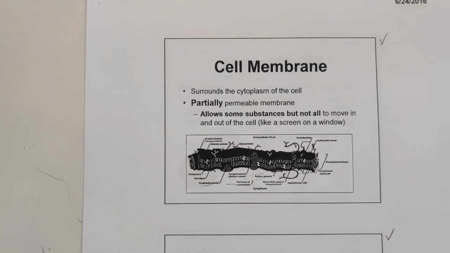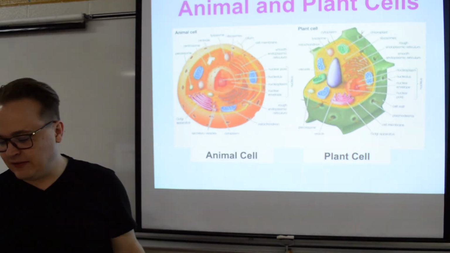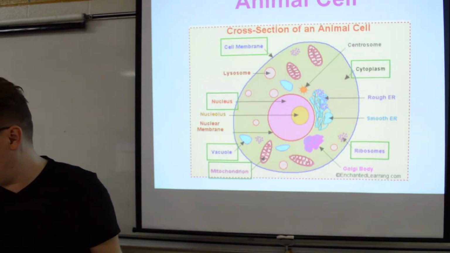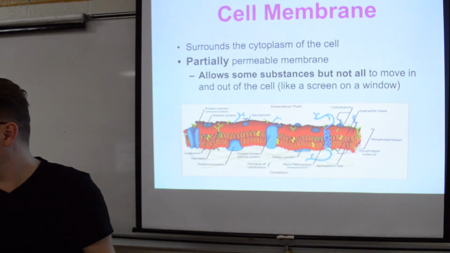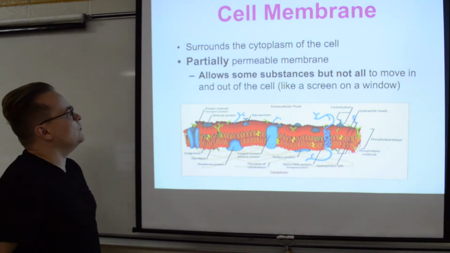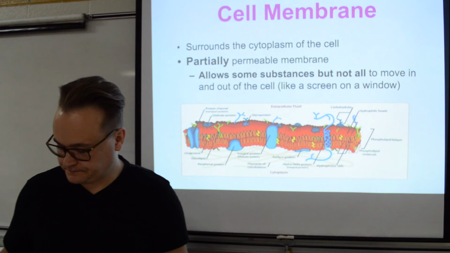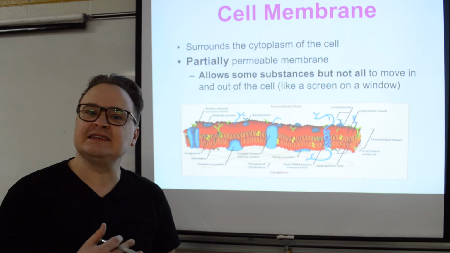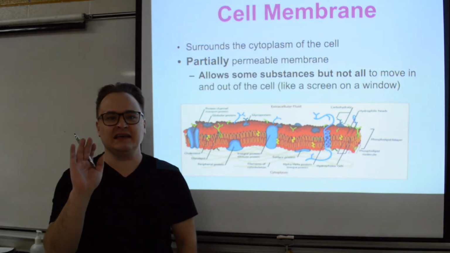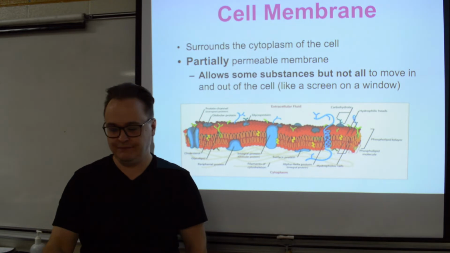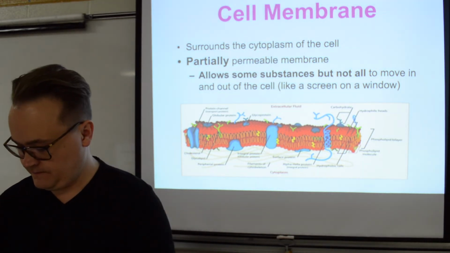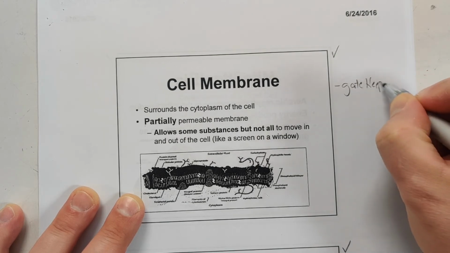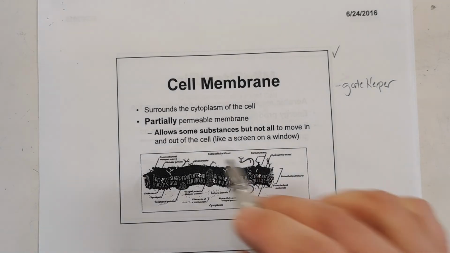Now we are on the cell membrane. Cell membrane is in a plant and an animal cell. Animal cell diagram. All right. So, the cell membrane. It allows some things in and it allows some things out. It is the gatekeeper of the cell. Okay? So I would write on the side, gatekeeper. I'd write that on there.